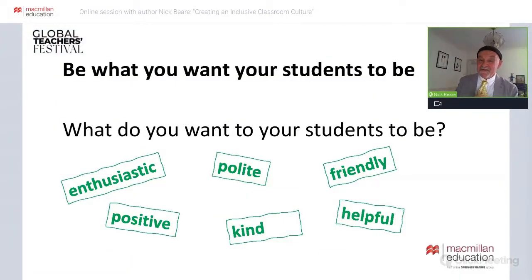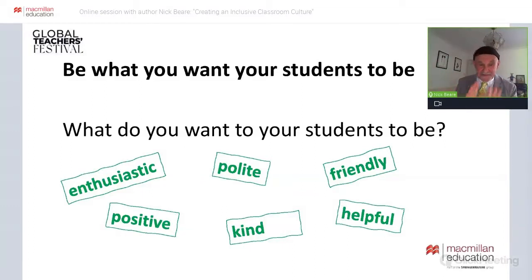Be what you want your students to be. So these are all things we want to encourage our students to be: enthusiastic, polite, friendly, positive, kind, helpful, all things we want our students to be. But we can't just say, right, okay, you must be polite to everybody, but it's not me. No, I can tell you off, I can be whatever, okay? You must be positive as well. Not me. I can be negative with you and critical. No. You can't do that.